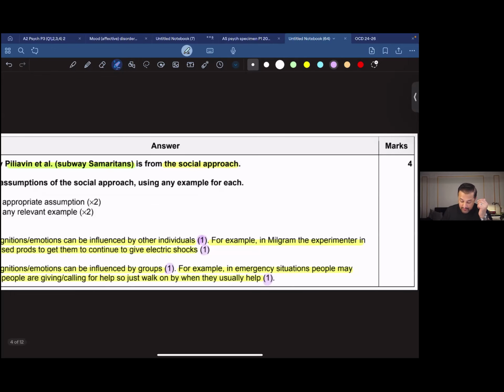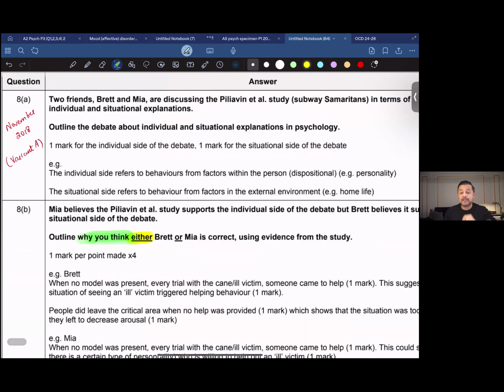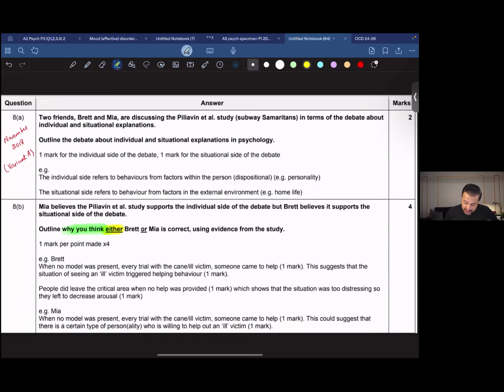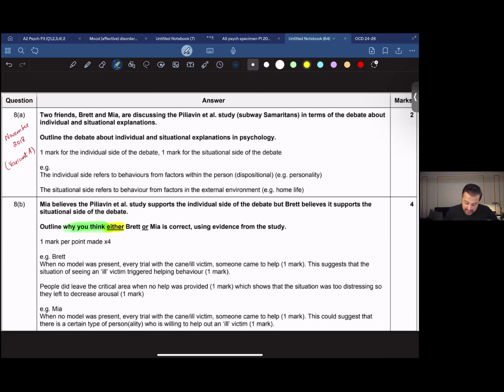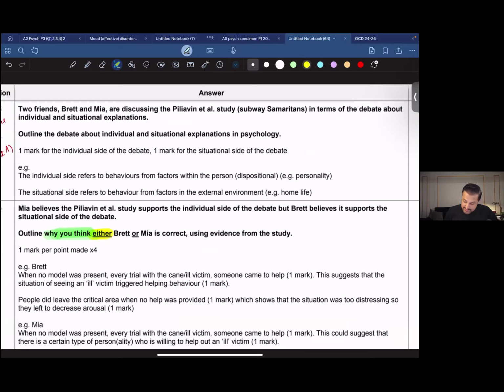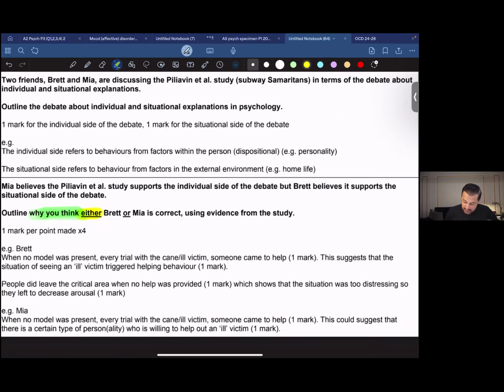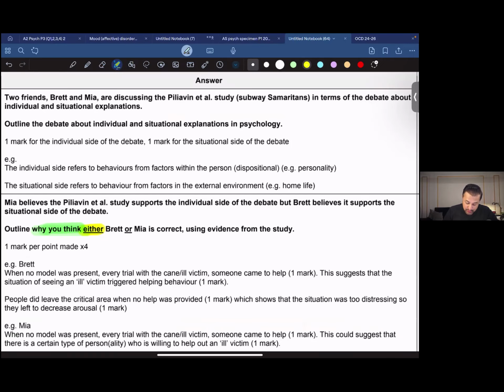Moving on to the third question. This third question over here reads, 2 friends, Brett and Mia, are discussing the Piliavin et al. study in terms of individual and situational explanations. Outline the debate about individual and situational explanations in psychology. So this is a 2-mark question, and this was tested in November 2018. Let's zoom it in again so that you all can read it better. So you're expected to outline the debate about individual and situational explanations in psychology.